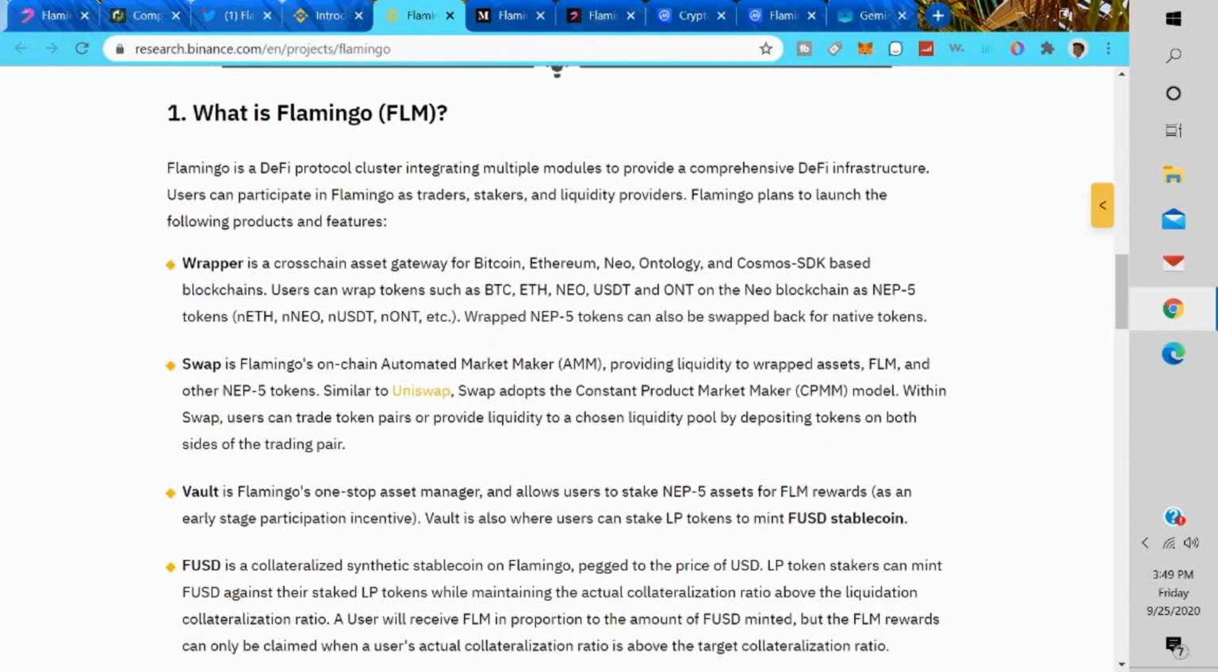So basically, this is what everyone's really getting hyped about. Swap, which is Flamingo's on-chain automated market maker, providing liquidity to wrap assets, FLM, and other NEP5 tokens. Similar to Uniswap, Swap adopts the constant product market maker model. Within Swap, users can trade token pairs or provide liquidity to a chosen liquidity pool by depositing tokens on both sides of the trading pair. So that's something that a lot of people are interested in.